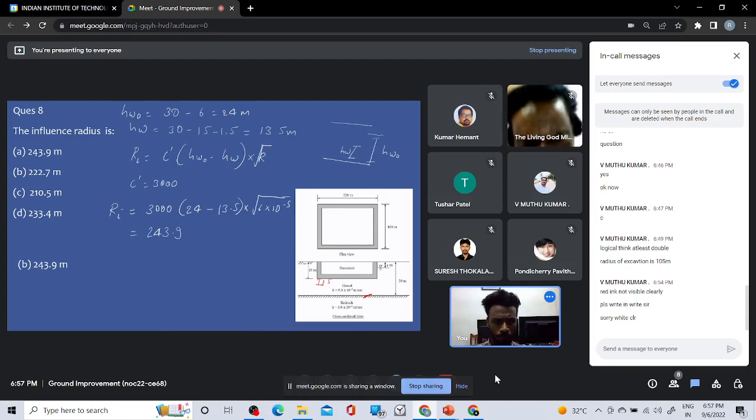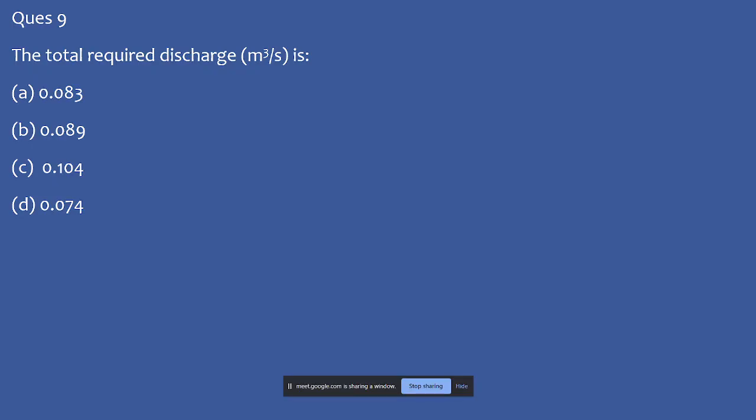So, the total required discharge. Again, this is the unconfined condition. Your water is basically coming from the lowering of your groundwater, and there is no impermeable layer around your well. So the formula corresponding to that, how we are going to calculate the required discharge.